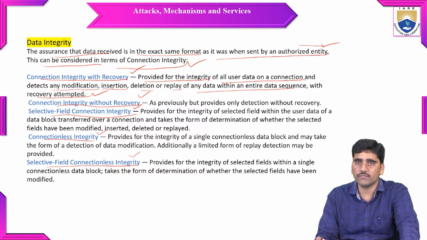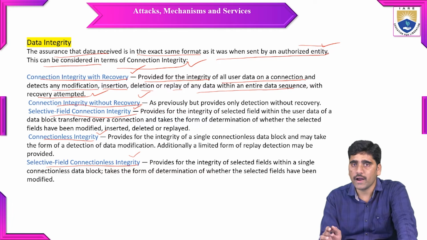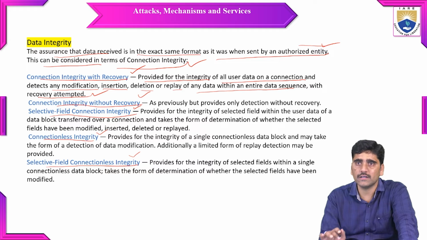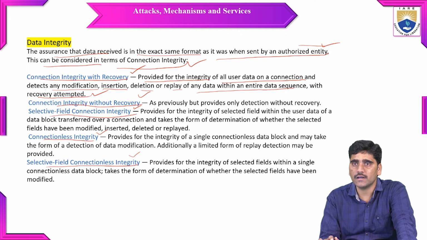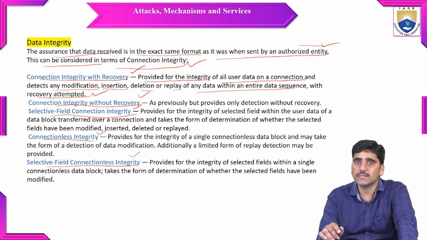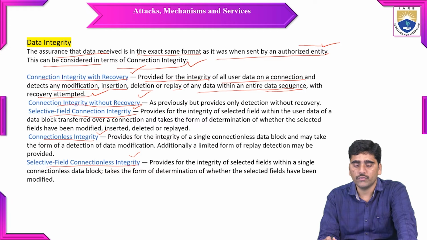So here, what we are going to say is the connection integrity with recovery mechanism. This mechanism provides for the integrity of all user data on a connection. It finds whether any data has been modified, inserted, deleted, or sent multiple times within the entire data sequence. That is what we observe here, so we do not lose the integrity of the data in the connection.